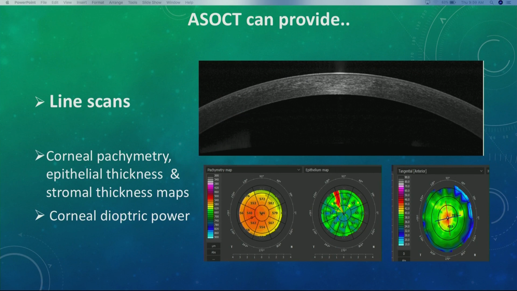Now the ASOCT can provide us with line scans, corneal pachymetry, epithelial thickness, and the corneal dioptric power. The latter two I've already touched upon in my first talk, so I will be limiting myself to what we see in the line scans in this talk.